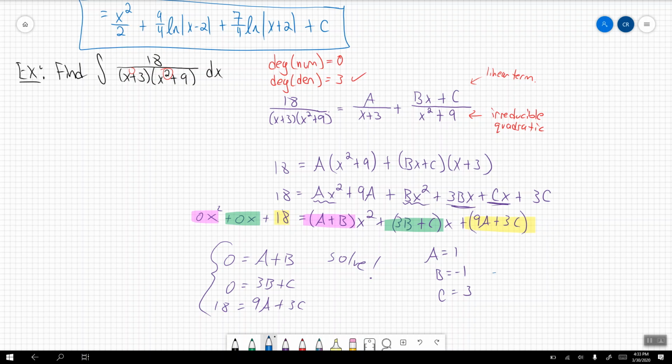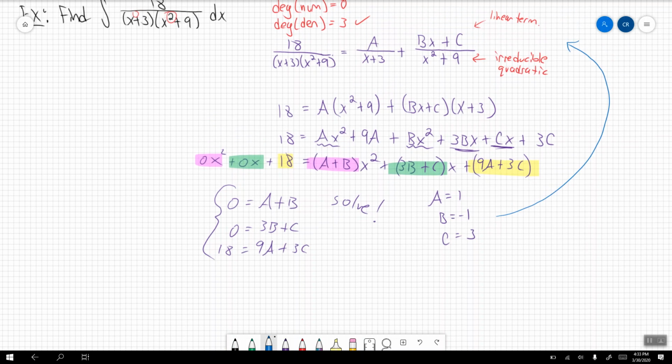And what I'm going to do at this time is insert these values into this partial fraction decomposition that we initially worked with. So let's go through that now. I'm actually going to work down below here. So I'm going to say the integral of 18 divided by (x plus 3) times (x squared plus 9), and that's all dx, is equal to the integral for the A value. The A value was 1, so that's 1 over x plus 3, plus Bx plus C, that's going to be negative x plus 3, divided by the denominator x squared plus 9. And this is all dx.